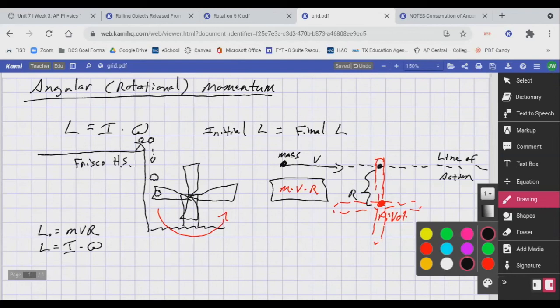Let me refer you back to the right side of the page right there. Because a mass that's going in a straight line that interacts with something that will rotate has angular momentum. Let's call it potential momentum if you prefer. It has the potential to cause something to rotate, therefore it has it.